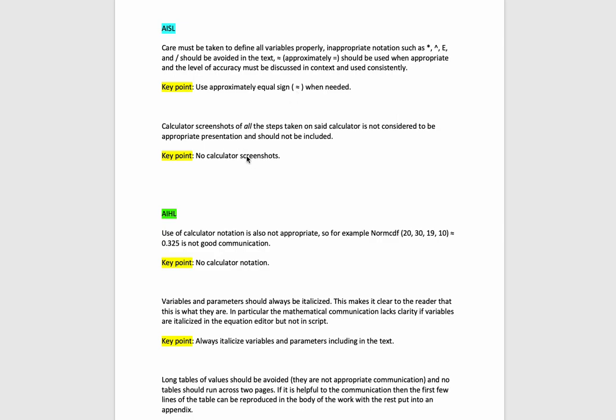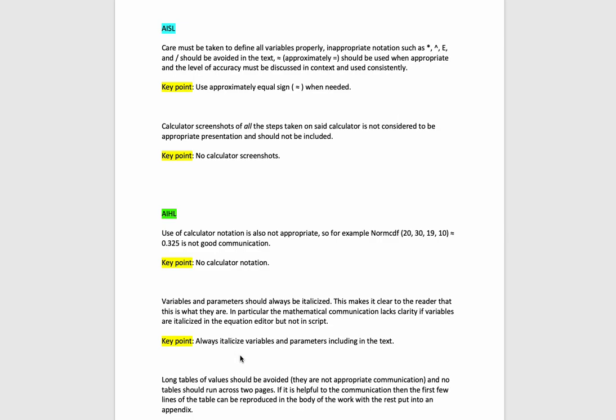Calculator, no calculator screenshots, definitely not. And no calculator notation like this. I've seen this in IAs before, guys. I really don't like it. People say, I then pressed normal CDF 20. That means nothing to someone who isn't familiar with that particular calculator. So definitely don't use that.